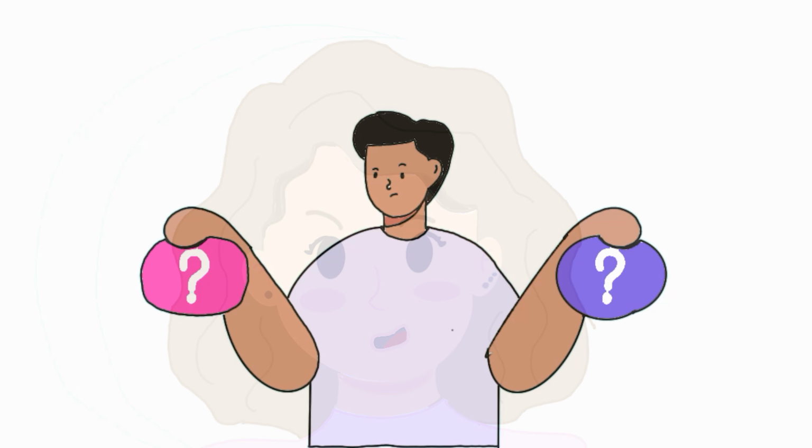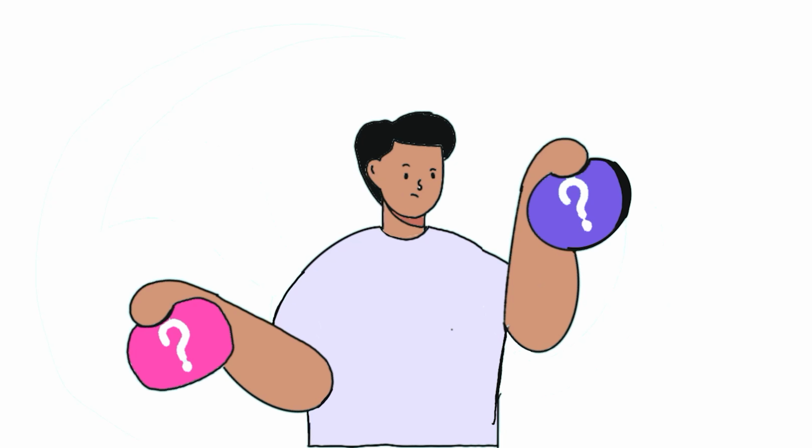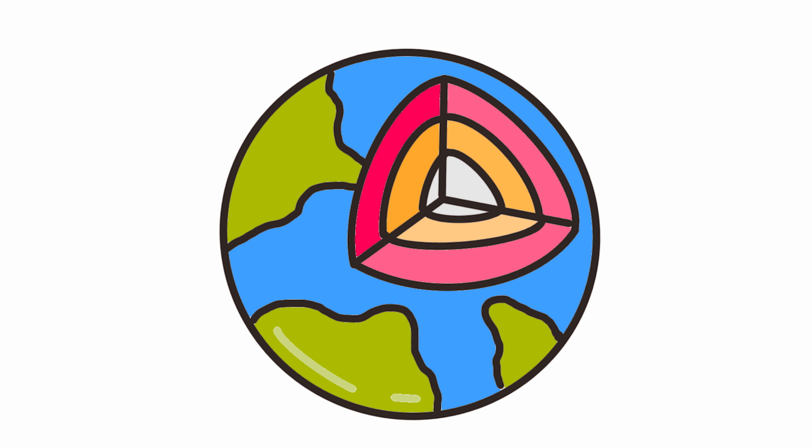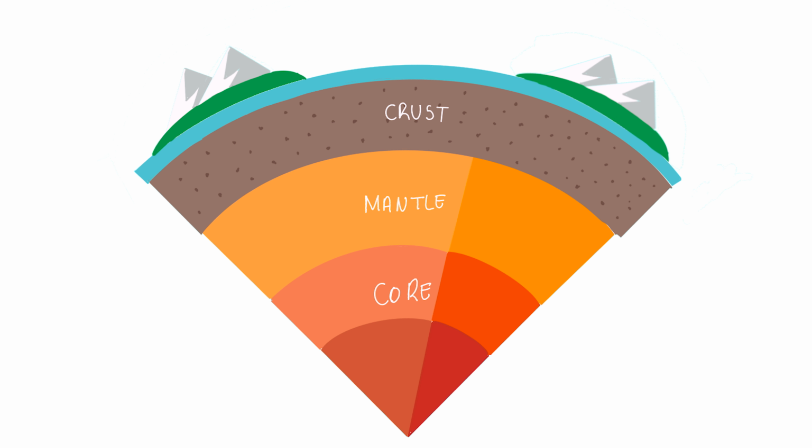What is a volcano? A volcano is a place on Earth's surface where materials from the center of the Earth escape to the surface. This usually happens along fault lines that separate the tectonic plates making up the Earth's crust. To understand volcanoes, we first need to look inside the Earth.